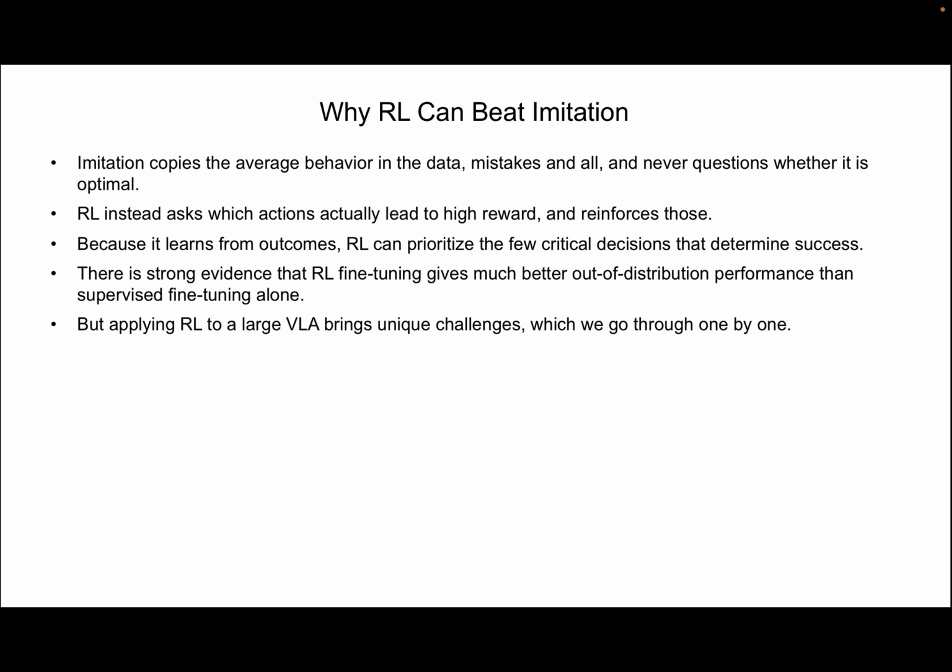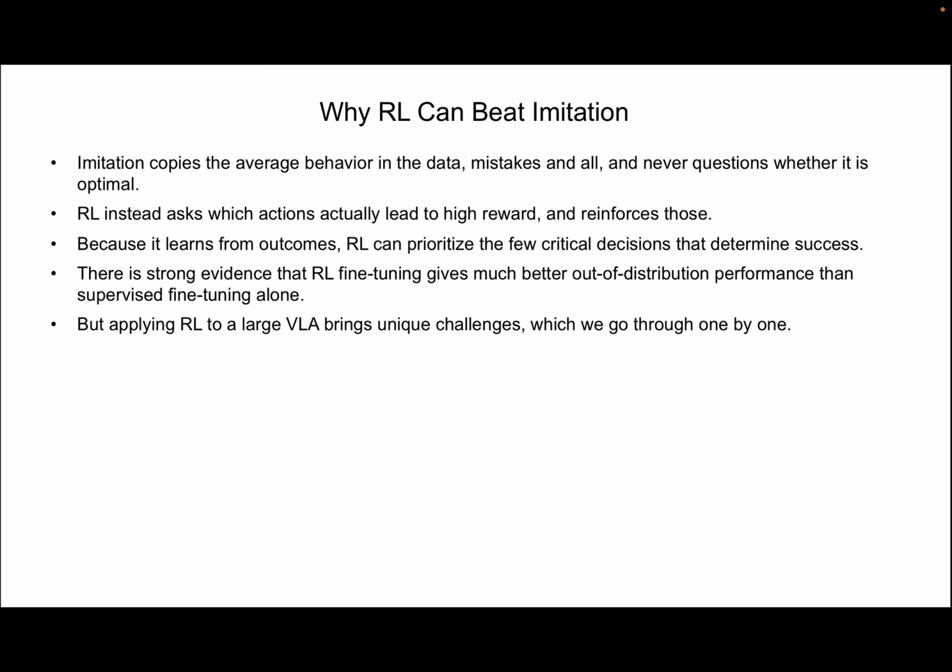And why can RL beat imitation? Imitation copies the average behavior in the data, mistakes and all, and never questions whether it is optimal. RL instead asks which actions actually lead to high reward and reinforces those. And because it learns from outcomes, RL can prioritize the few critical decisions that determine success.